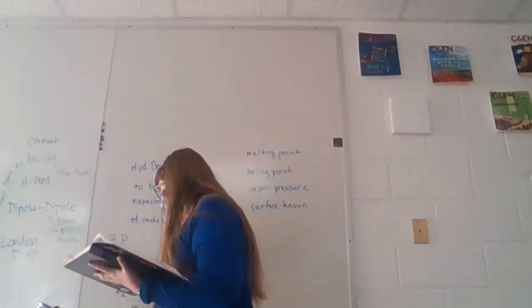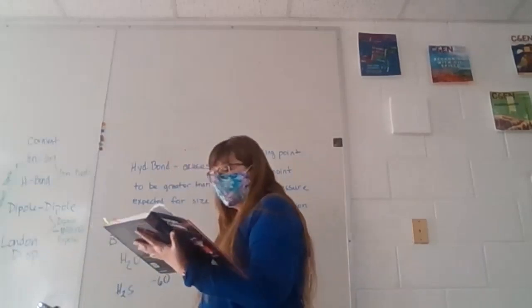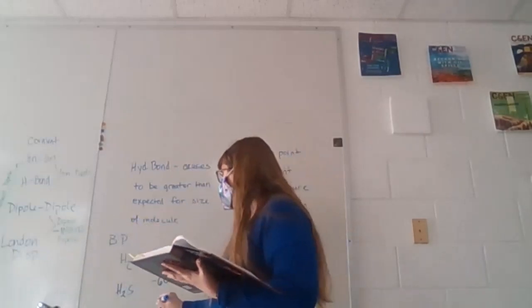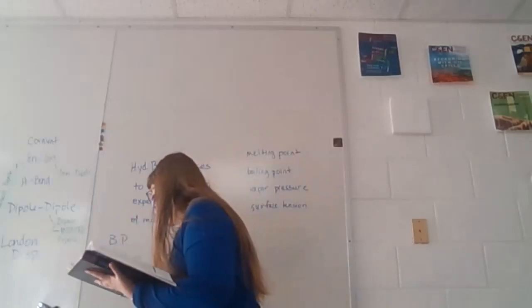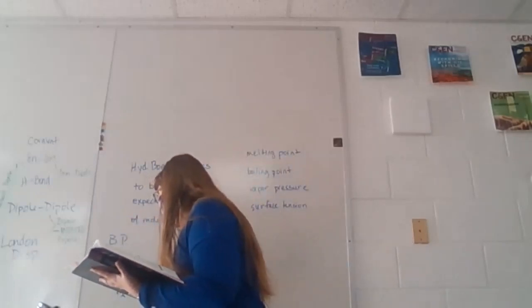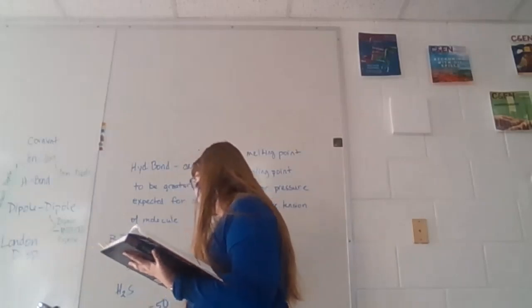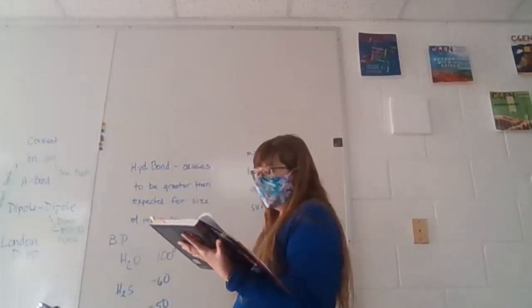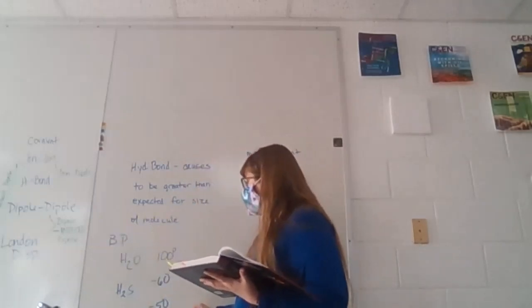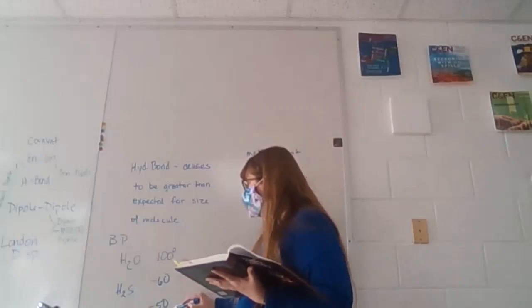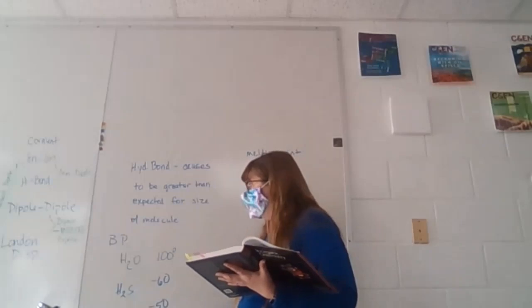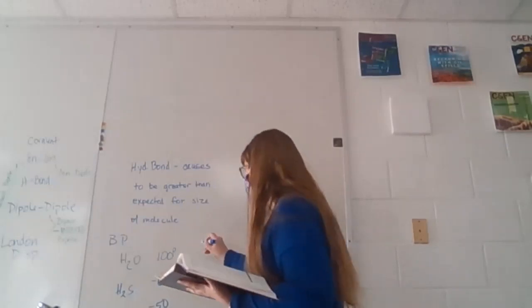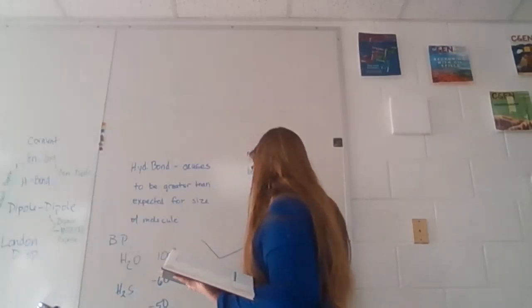If I look at hydrogen selenide, this one looks closer to -50. And hydrogen telluride looks closer to 0. It's just shy of 0. So as I get heavier, the boiling point goes up. But water is the opposite trend. So the graph looks like this.